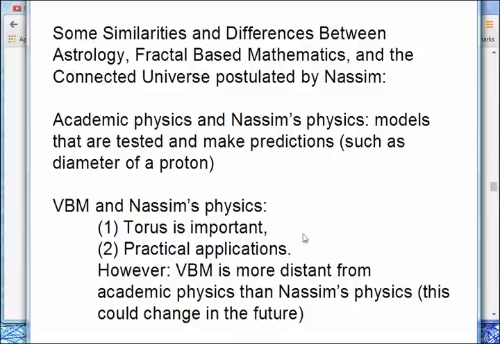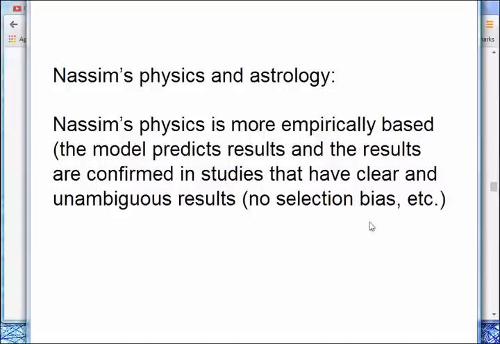They both have practical applications, but keep in mind that VBM is much more distant from academic physics, and the physics has been clearly verified at this moment. In the future that could be changed, but much more distant than Nassiim's physics, which has made predictions of how the universe works and how things are connected together that have been borne out, and he is publishing in academic journals and making presentations at conferences, etc. So Nassiim's work is a little closer to being, you might say, mainstream and verified. This is just to tell you what is. I'm not saying what's better or worse, but just to let you know what's going on and share this information.